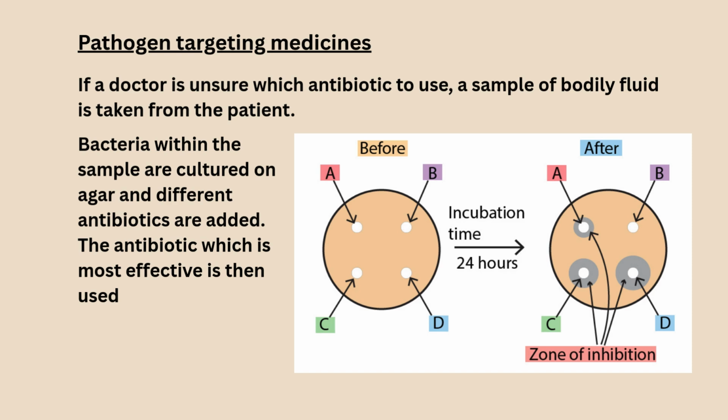So in this case, the little paper discs contain different antibiotics. The grey area around the paper disc is a zone of inhibition, so this is where the bacteria do not grow. The larger the zone of inhibition, the more effective the antibiotic is. So in this case, antibiotic D is the most effective at killing the bacteria.